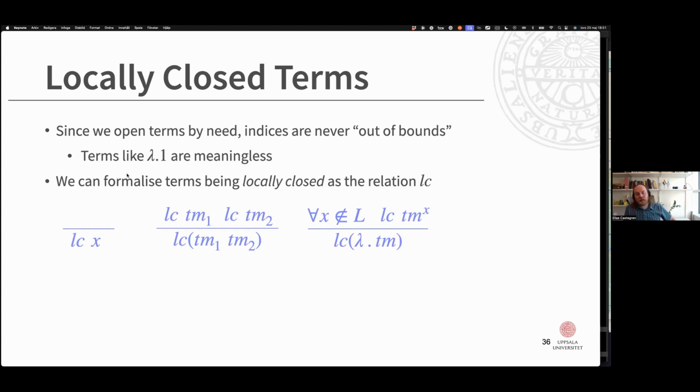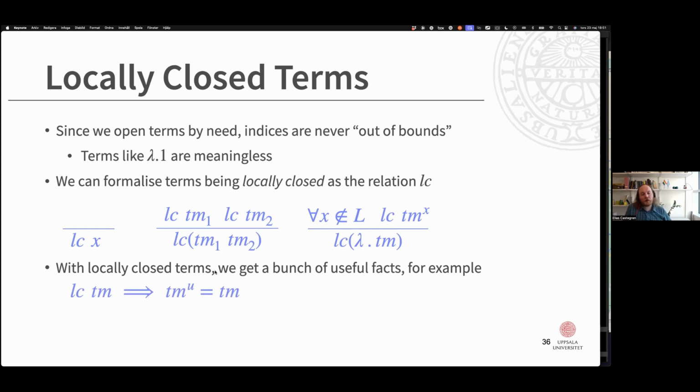And we formalize this by saying that a term can be locally closed. So a free variable x, note this is an x and not an index, is always locally closed. An application is locally closed if the parts are locally closed. And for a lambda term, again with cofinite quantification, if there is an L such that for all variables not in L, we can open the term and have it be locally closed, then the lambda is also locally closed. There's an alternative formulation that looks at all the indices and checks that there are no out of bounds indices, and you can show that these two formulations give the same thing.